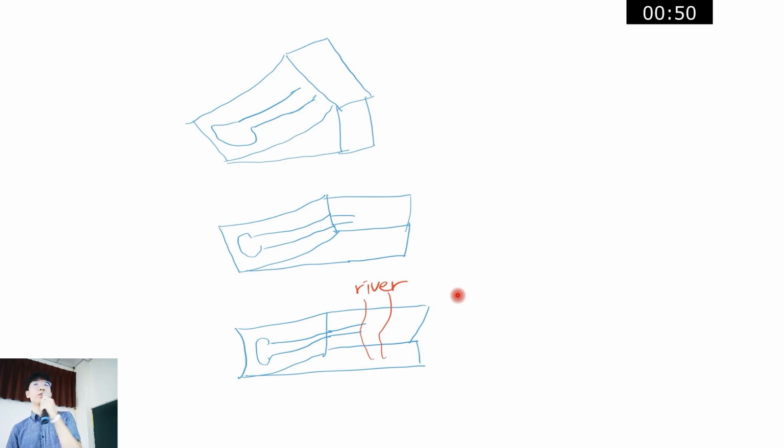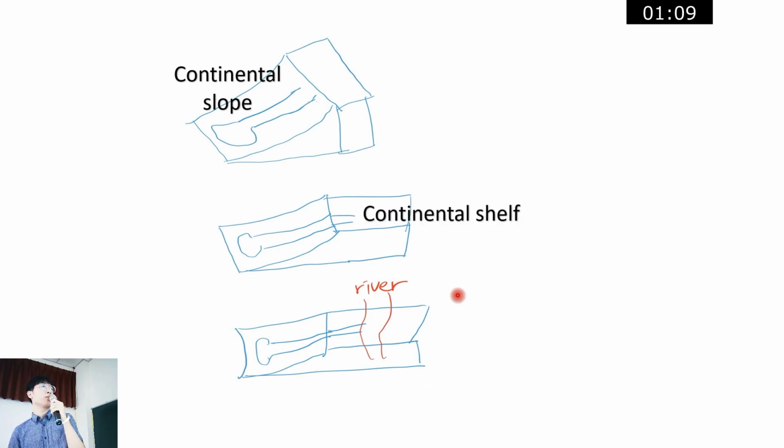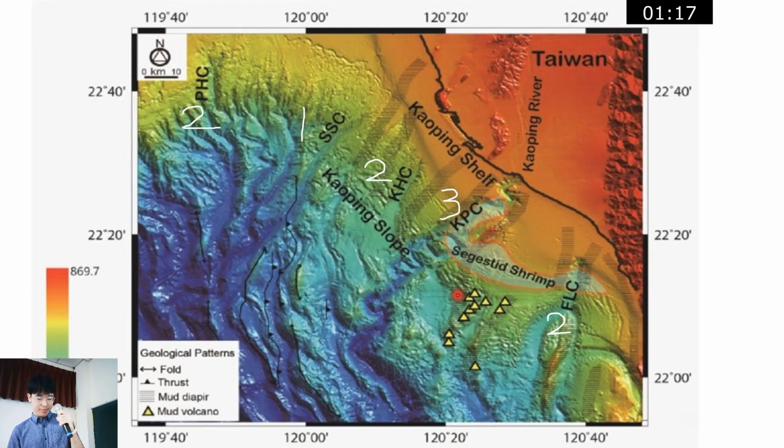Look at the top picture. It's type 1. When the canyon is formed at the beginning, it's type 1, and it just erodes the continental slope. When it erodes upward and erodes the continental shelf, it's type 2. And when it continues to erode and encounters a river, it's type 3.